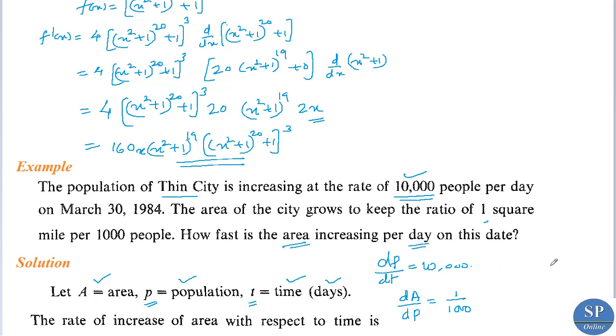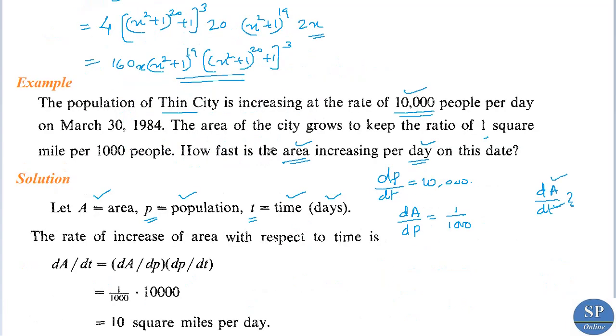That is, we have to find dA by dt, the rate of change of the area with respect to time, area per day. So we can use the chain rule directly. Therefore, dA by dt is equal to dA by dP into dP by dt. dA by dP is equal to 1 by 1000 and dP by dt is equal to 10,000.